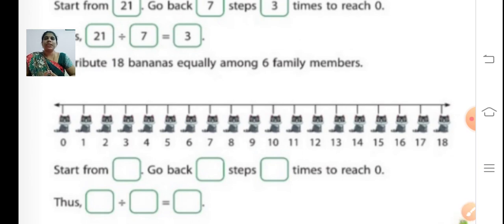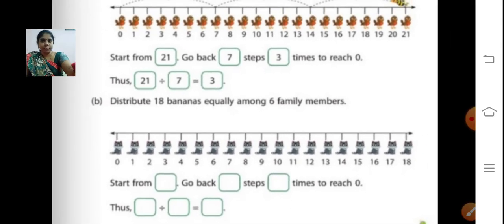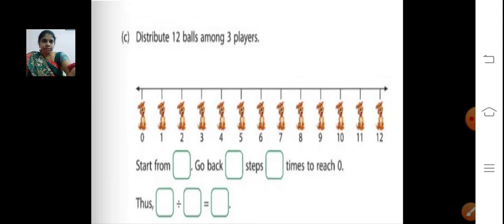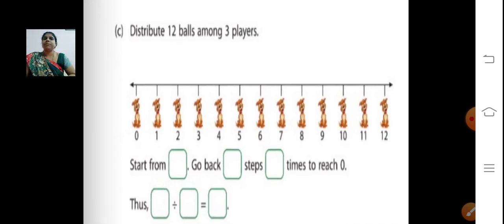So you know how to do repeated subtraction on a number line, right? Shall we do one more sum on this model? Yes. Distribute 12 balls among 3 players.